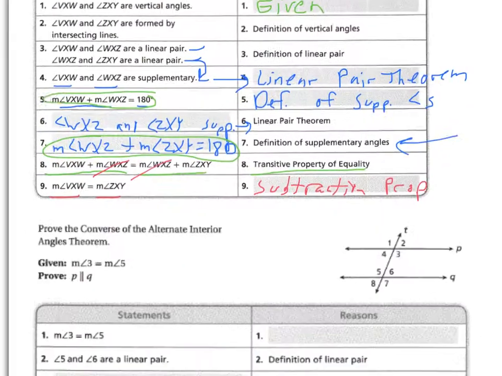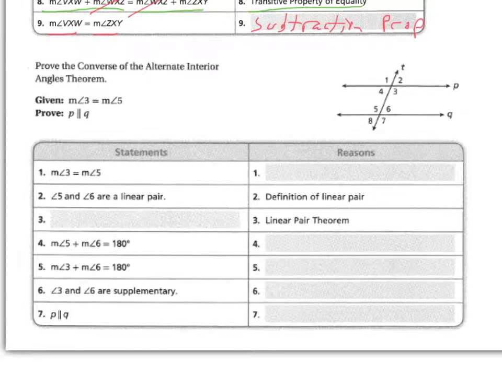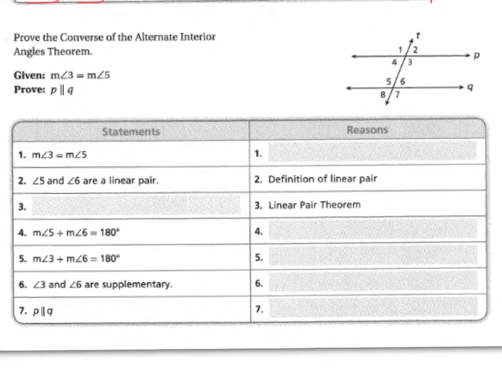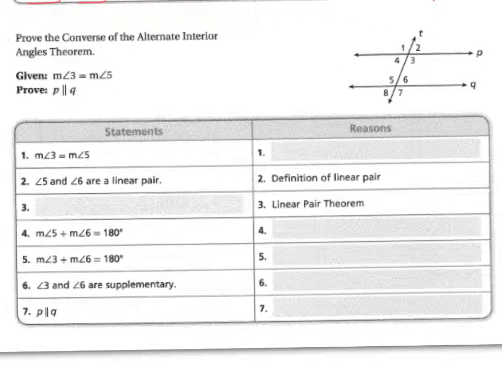Let's look at the next proof. This proof says that angles 3 and 5 are congruent. Their measures are equal, 3 and 5. Prove that P and Q are parallel. So let's go through our steps to show that. So 3 is congruent to 5. That's a given.